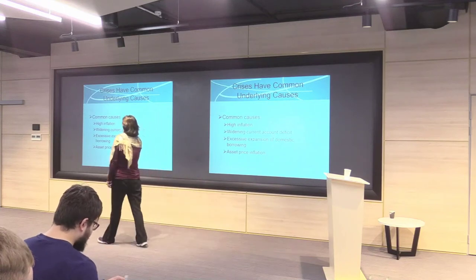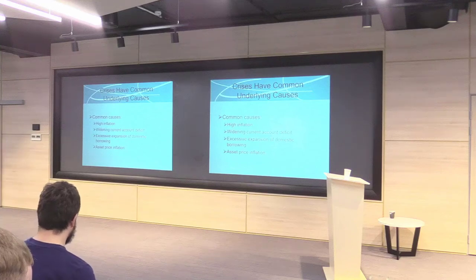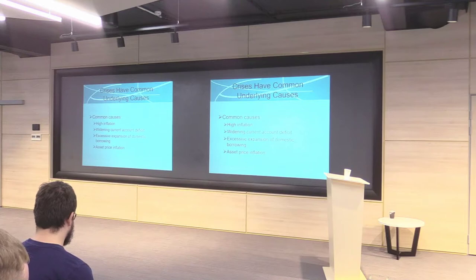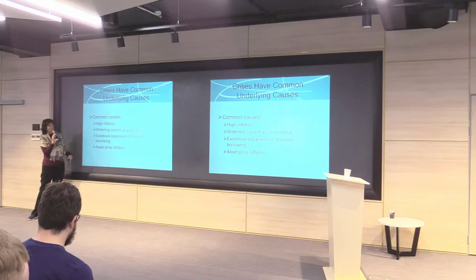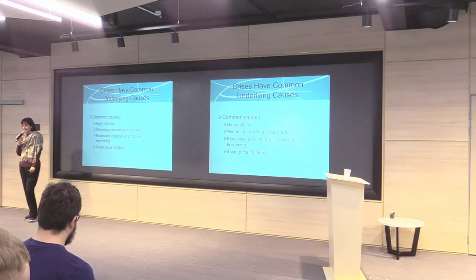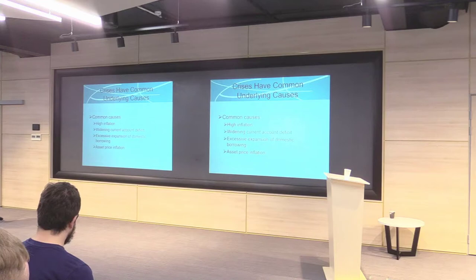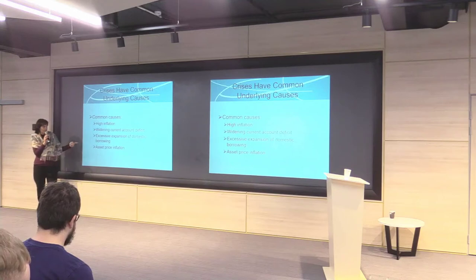a chance to check every single big financial crisis that happened in the world since 1929 to current time. How many of those crises or countries during that time of crisis were actually going on and having all those particular characteristics, which is high inflation, widening current account deficit, excessive expansion of domestic borrowing, and asset price inflation.